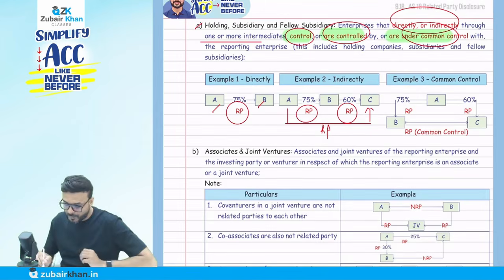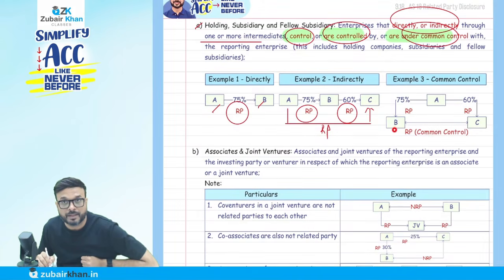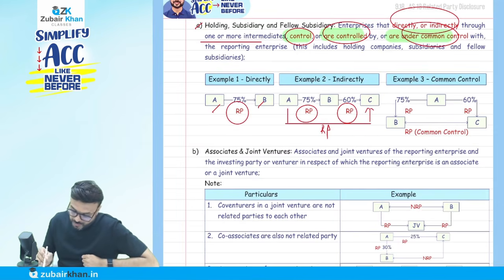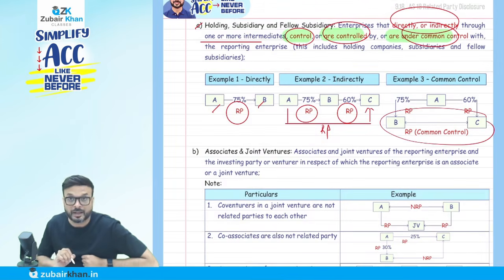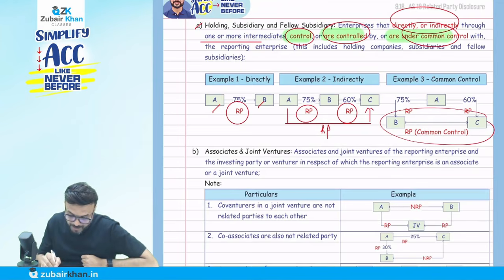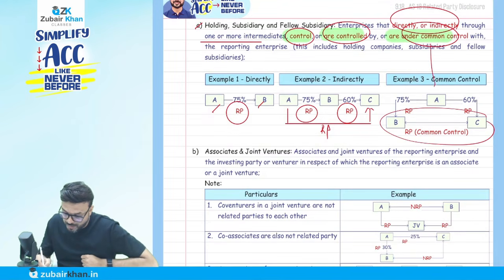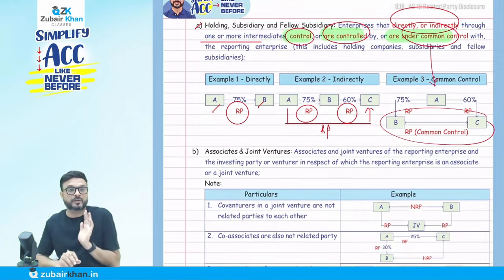Now, if B and C do not hold any shares in each other, what is going to happen? B and C are under the common control of A. So A, B and C will all be related parties, because B and C are under common control. So it might happen directly, indirectly, or under common control. So they are also related parties.